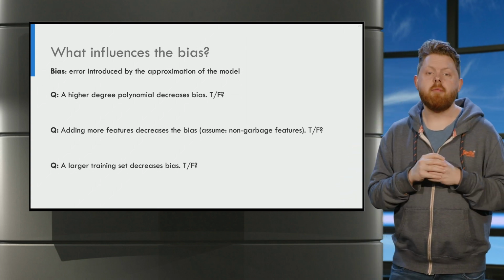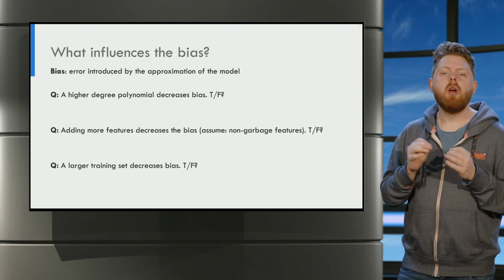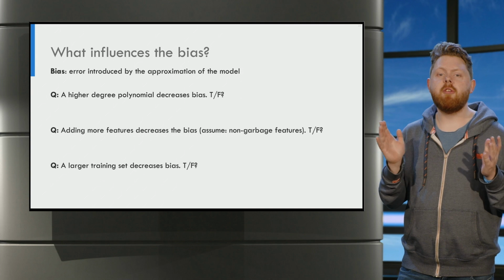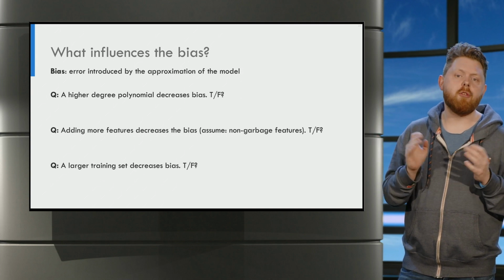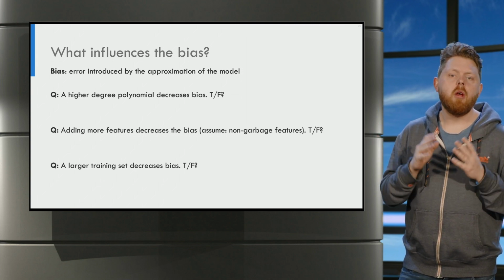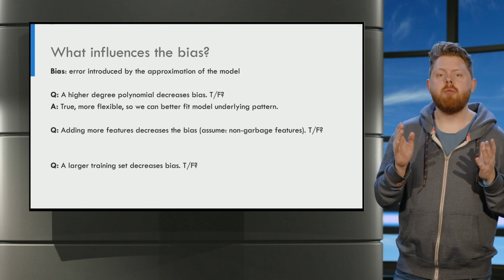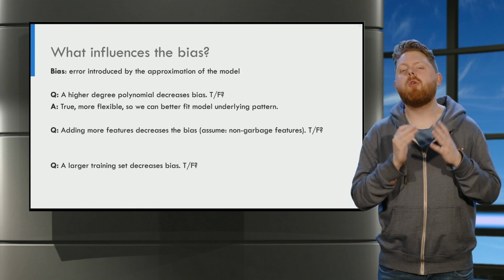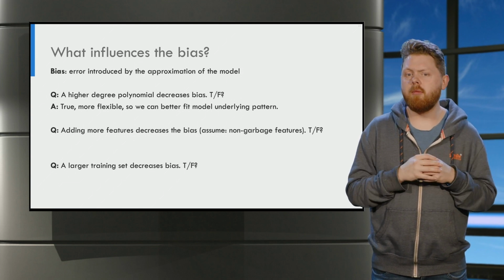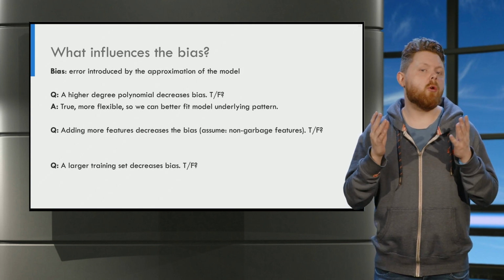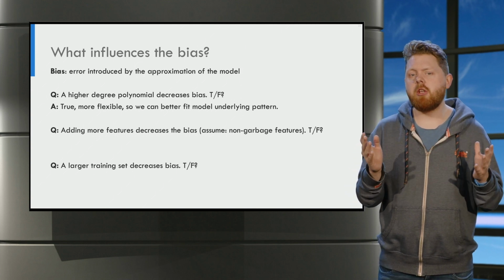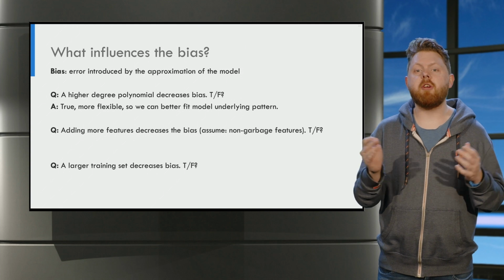Okay, welcome back. Let us discuss the answers. The first question is, a higher degree polynomial decreases the bias. True or false? The answer is true. Why? Well, the more polynomials we have, the more complex our model becomes. Therefore, we can more accurately fit the true pattern. Thus, the approximation error of our model is decreasing.